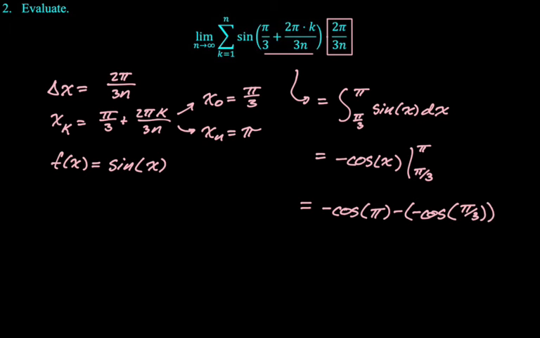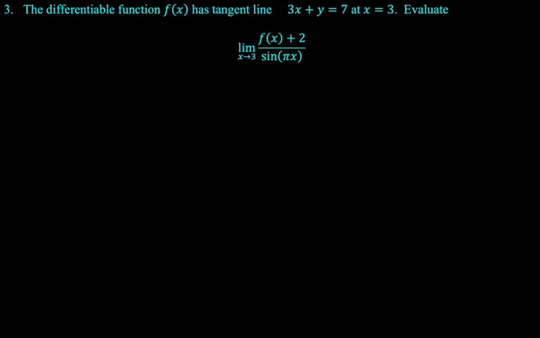Cosine of pi is negative 1, so the negative of that is positive 1. Cosine of pi over 3 is 1/2, so negative 1/2 is just plus 1/2, so this is 3/2. These are good problems. They take some practice, as I mentioned on the last one. All right, let's look at one more problem.